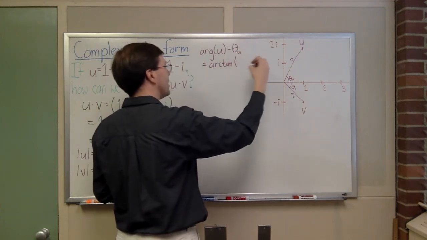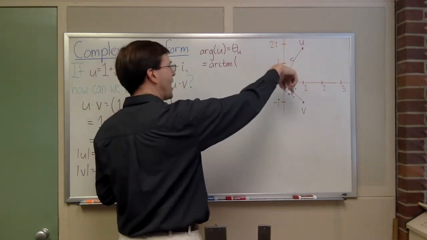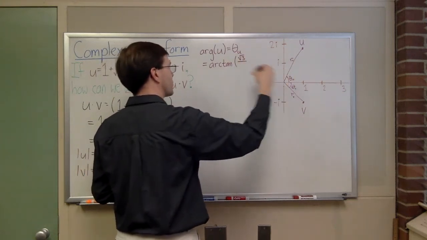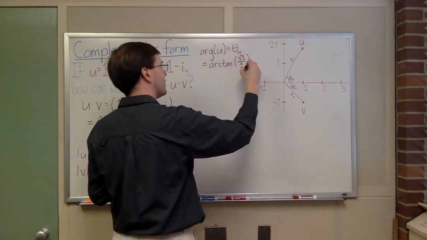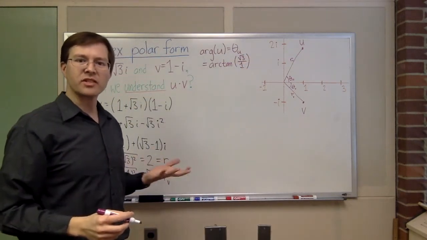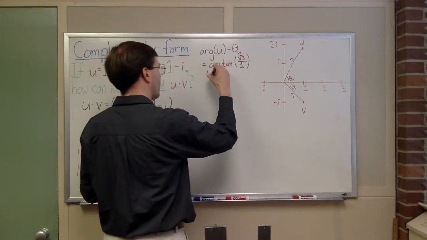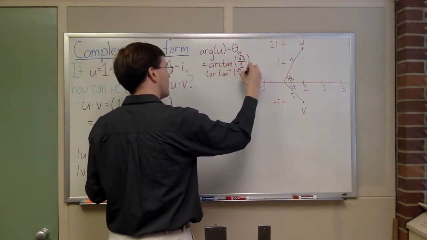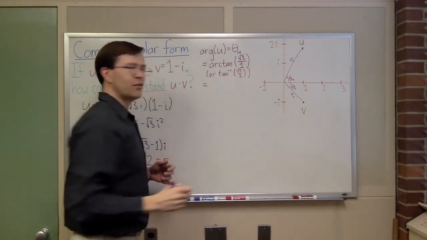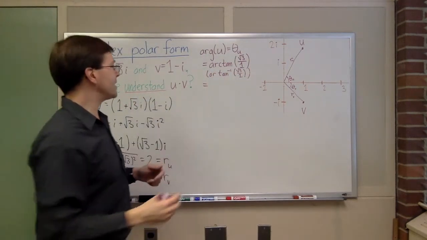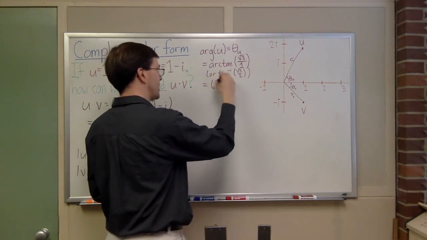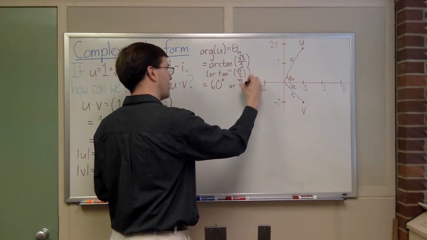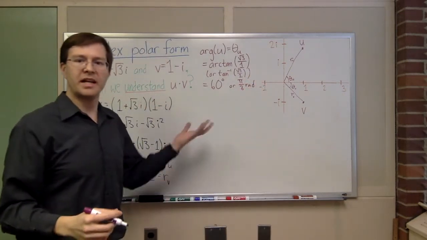The arctangent of y over x, y is the imaginary part, so that's the square root of 3 divided by x, the real part, 1. And the arctangent, the inverse tangent, of the square root of 3 over 1. If you plug that into a calculator, you'll find that that gives you 60 degrees if you're in degree mode, or pi over 3 radians if you're in radian mode. But in any case, we get that answer.